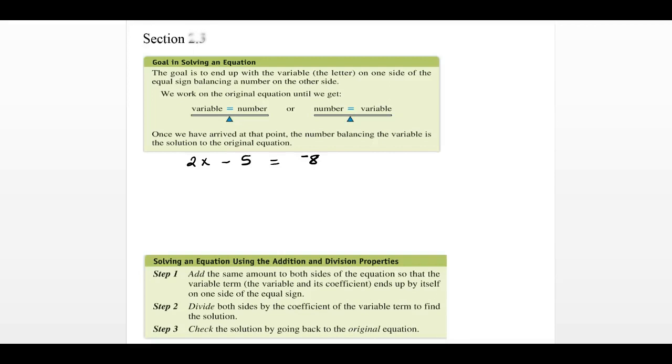Section 2.5, an introduction to solving basic equations. The goal is to end up with the variable, the letter, on one side of the equal sign balancing a number on the other side. So let's briefly talk about what the variable represents.